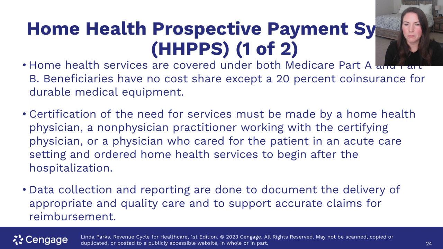The home health prospective payment system was implemented in 2000 to cover home health for Medicare Part A and Part B beneficiaries. The only cost the patient has to pay is 20% of durable medical equipment, so wheelchairs and walkers, etc. They can have an endless amount of 30-day-long episodes as long as they continue to meet the criteria. So they're recertified every 30 days.